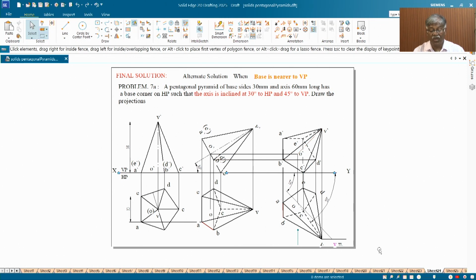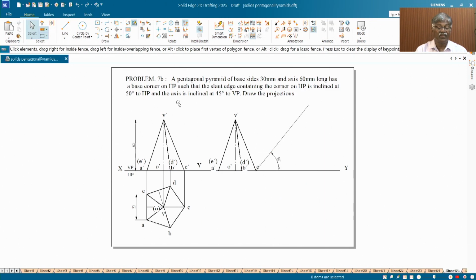Okay. Now let me go ahead with the next problem, generator or the slant edge. In case of cone it is generator, in case of pyramids it is slant edge. A pentagonal pyramid of base edges 30 mm and axis 60 has a base corner on HP such that the slant edge containing the corner on HP is inclined at 50 degrees to HP and the axis is inclined at 45 degrees to HP. Draw the projections.